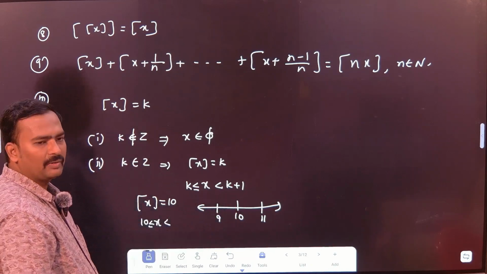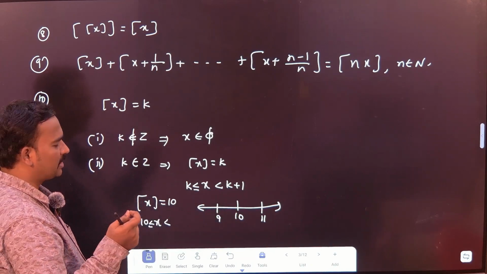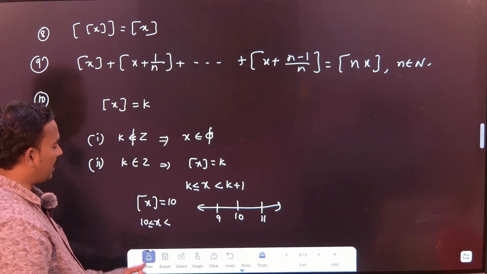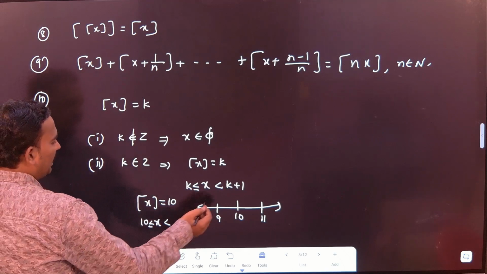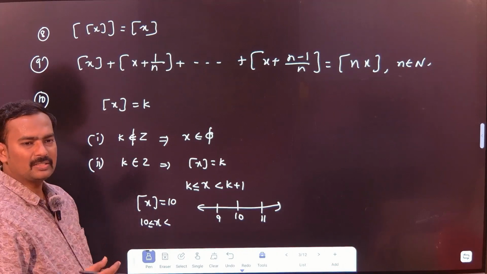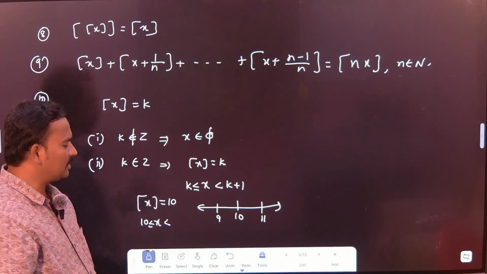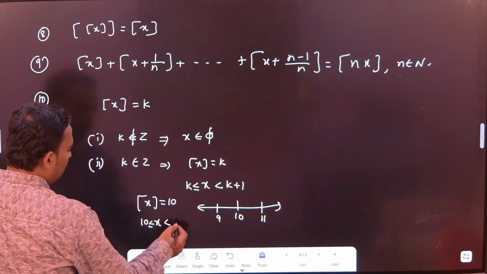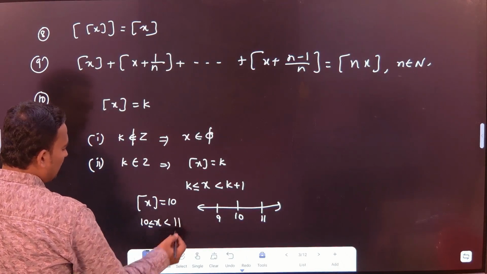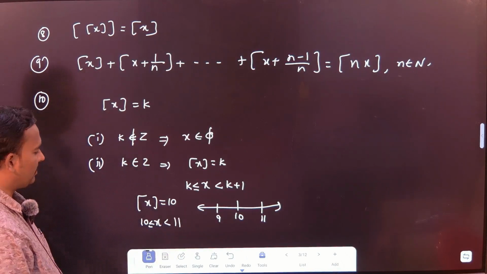So 10 to 11 you can take. Let's take 10.9999, you can take. So the greatest integer will be 10 only. So you can take 10 to 11. If you take 11, the greatest integer value of 11 is 11 only. That is not possible, right? So therefore you can take up to strictly less than 11. You should not include 11.